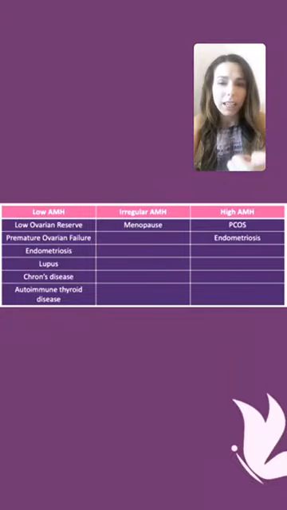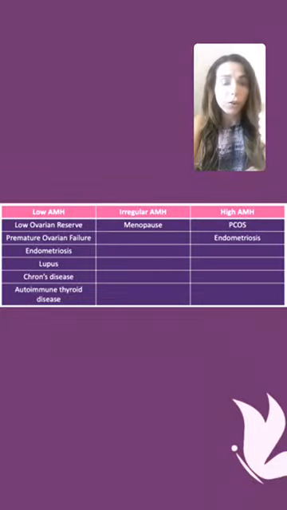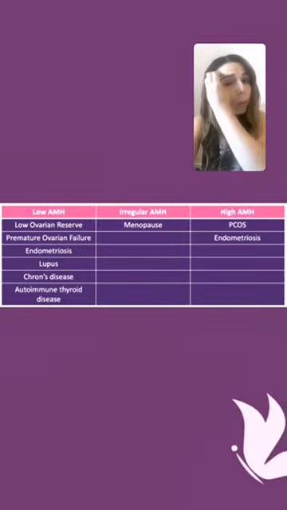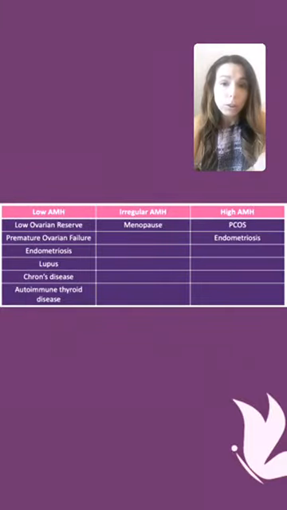But if you have a low AMH, it could be that your ovarian reserve is low. It could be that you have a condition called premature ovarian failure or insufficiency, where the ovaries are not producing or not having a good amount of eggs for your age. Some women with endometriosis or lupus also have low AMH values, Crohn's disease or autoimmune thyroid disease. So all of these conditions can give you a low AMH value.